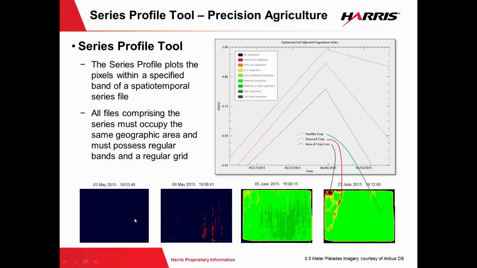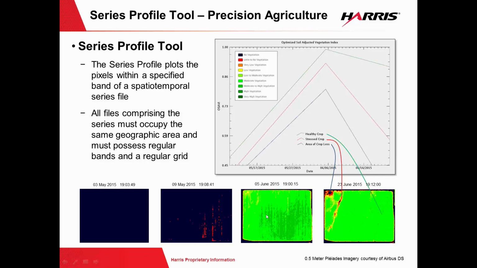We're using high resolution Pleiades imagery with 0.5 meter resolution, and we can see on May 3rd there's no vegetation in our field, which corresponds up here to my key. We see a little bit of growth on the 9th of May. By June 5th, we've got very high vegetation in many parts of our field. And then by June 23rd, we're starting to see areas of crop loss in our field, and we've got stressed crop.